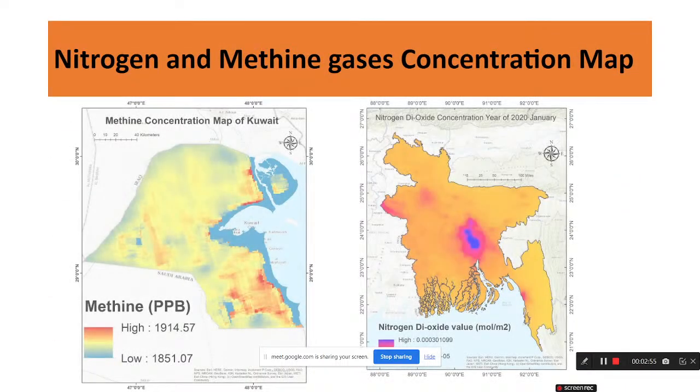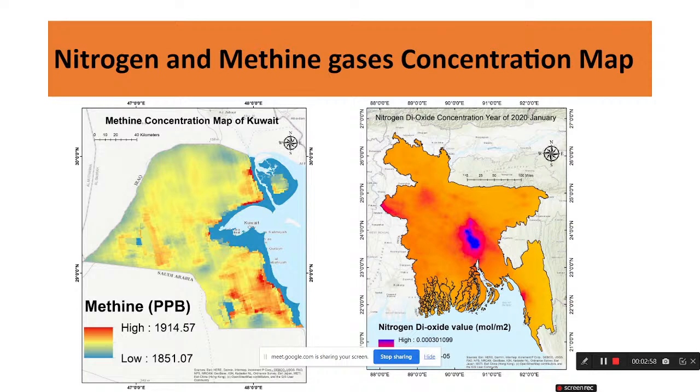Okay, so let's go. Here you can see two types of maps I already created: the methane concentration map of Kuwait, and the nitrogen dioxide concentration map for January 2020. We will show you practically how you can create this type of map for air quality parameters, and you can easily identify where the nitrogen dioxide has high density and where it has low density from this map.